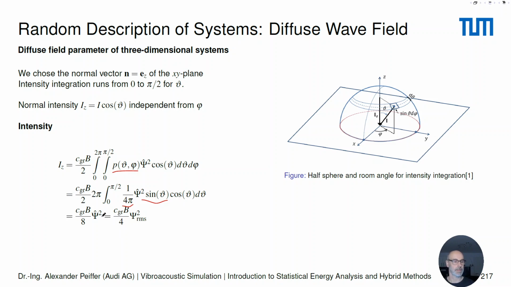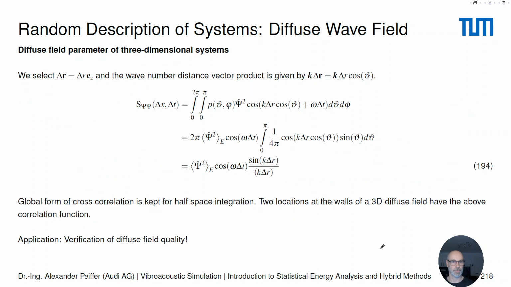And again, this is a different value. It was a factor of a half in the one-dimensional case, 1 divided by pi in the two-dimensional case, and now we have 1/4. This is the relationship between the intensity and the root mean square value of the wave amplitude quantity, everything linked with our constant b, as denoted in the beginning. Good. Last but not least, we now have to think about what the cross correlation is in the three-dimensional wave field.